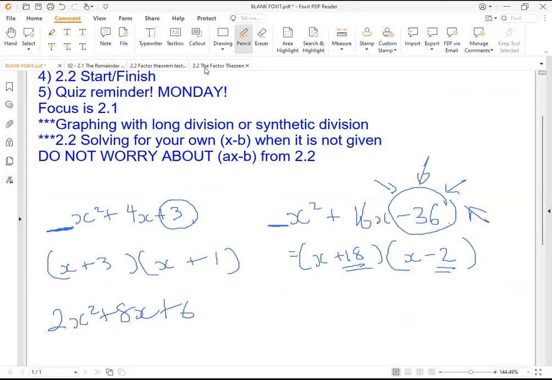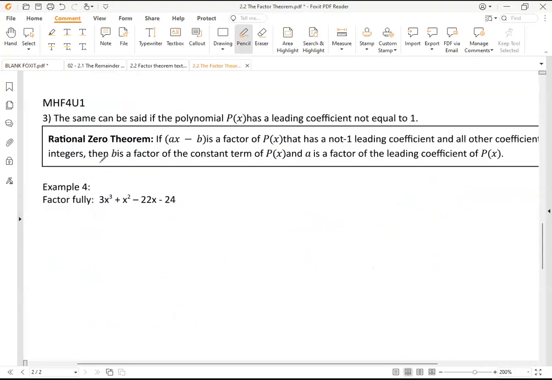In the same breath, you're going to see something called the rational zero theorem. Before it was the integral zero theorem, where we plugged in integers to find the 0. What do you think the rational zero theorem is inputting?